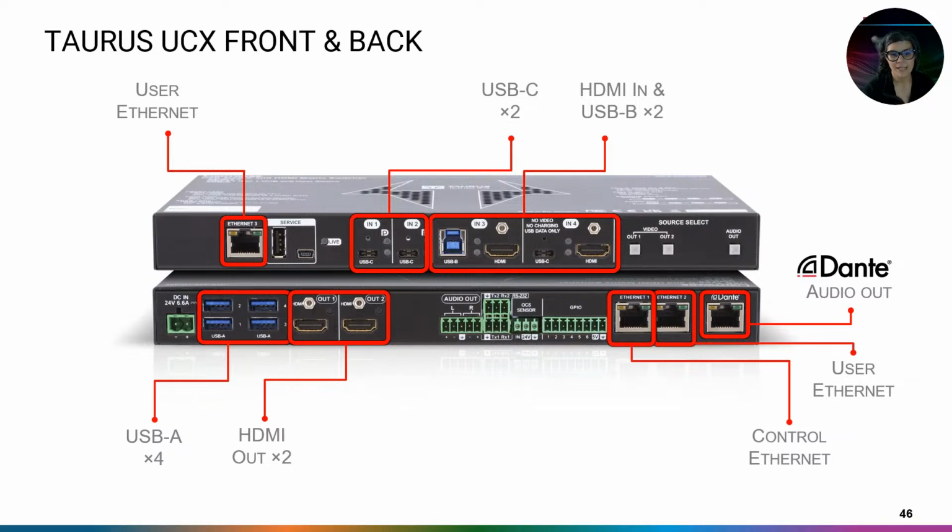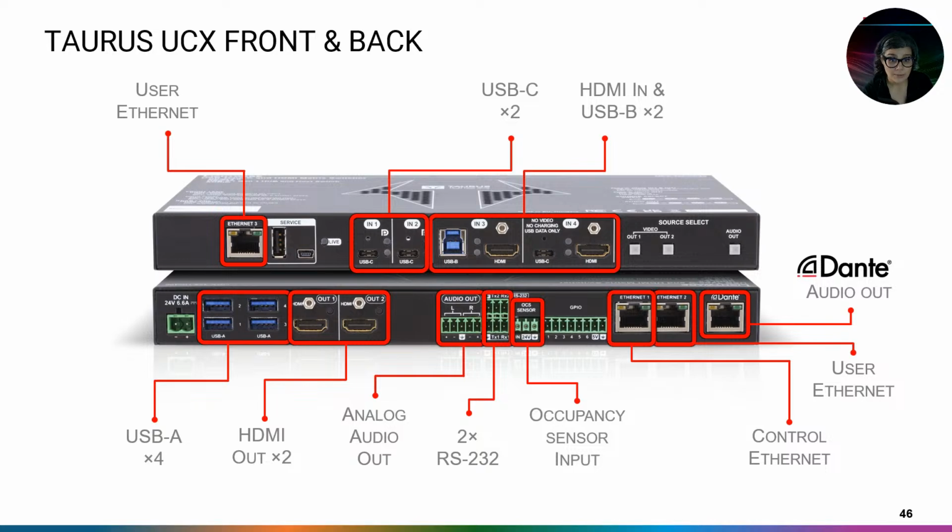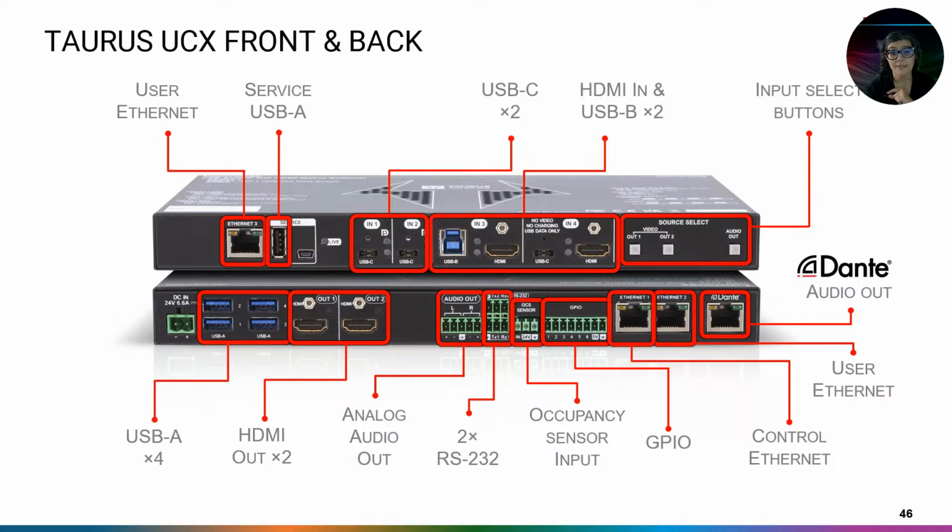So we have a Dante and a non-Dante version there. And then, of course, you have your analog audios, you have your RS-232s, your occupancy sensor, and your GPIO ports. And all of those are going to be configurable through the LDC. And, of course, a service USB-A and a micro if you need to service it. And lastly, those input select buttons. So if you want to change the source without going into LDC, you can do that directly from the box.